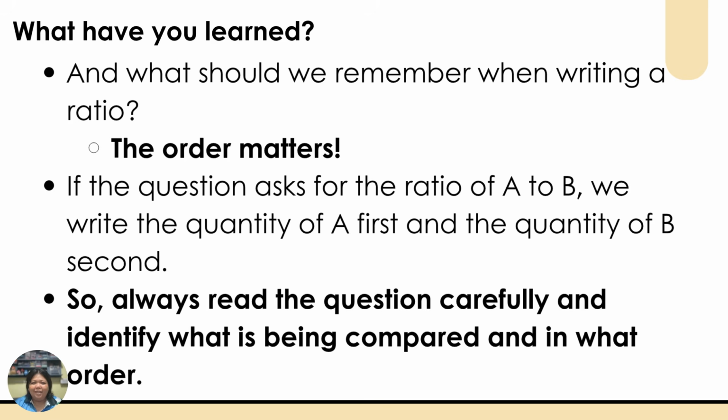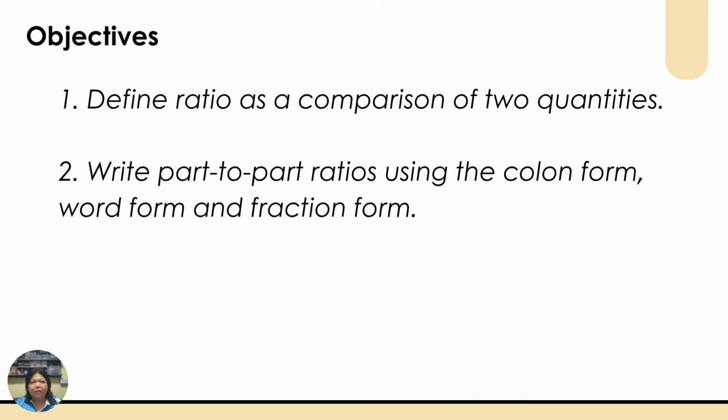All right. So let's check if we have achieved our objectives for today. So first, were you able to define the ratio as comparison of two quantities? Yes, excellent. Our second objective was to write part-to-part ratios using the three forms: the word form, colon form, and fraction form. Okay, we also did. Now, since you understand our lesson, I will be sending you your home activity for today, and we are going to check that once the class is resumed.